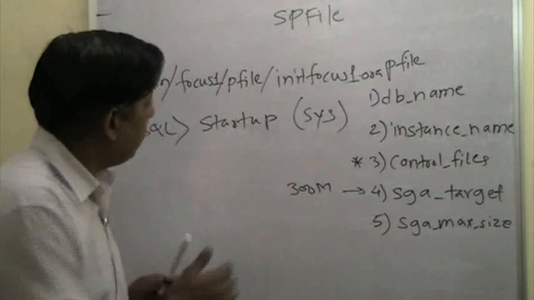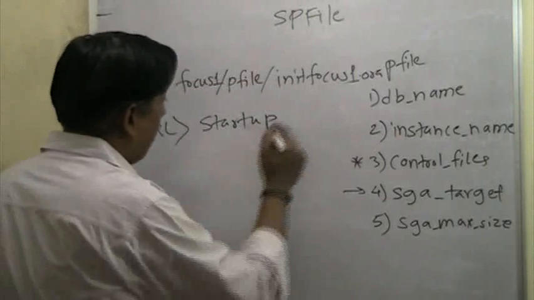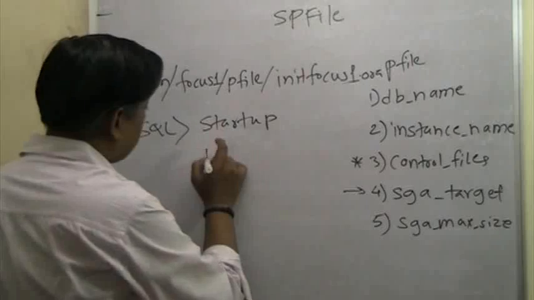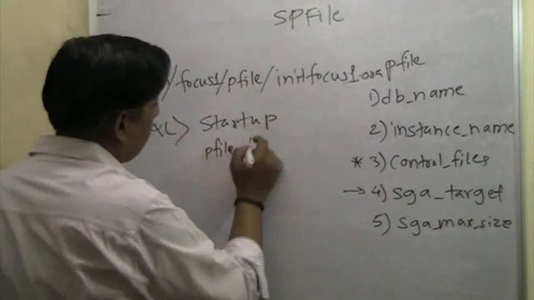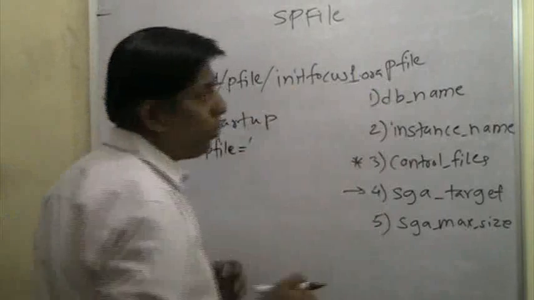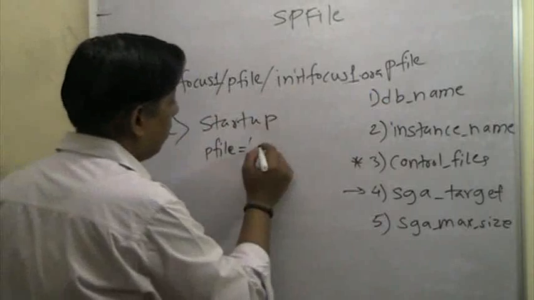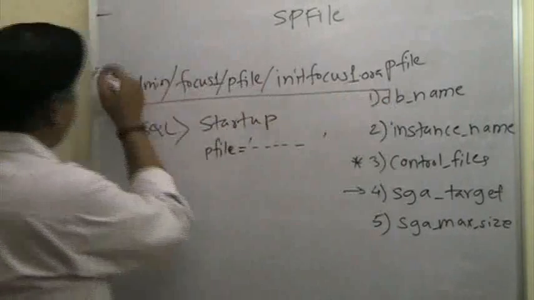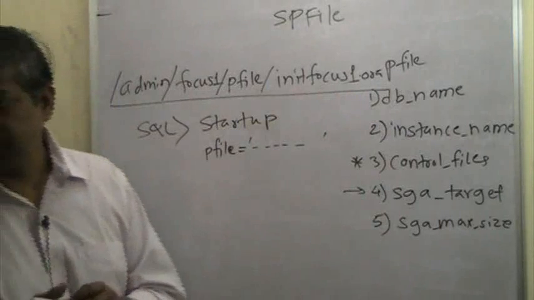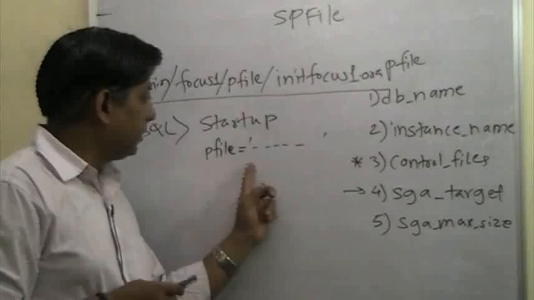Then what? Then you can say something like this. You can in fact say startup, and then all the way here you can say PFILE equal to, and you can give the full name of your init.ora file wherever it is kept. In our case, it is going to be kept under this directory. So within the single quotes, you are going to write this whole name. Obviously before this, there is going to be Oracle base. So startup PFILE equal to this whole file.